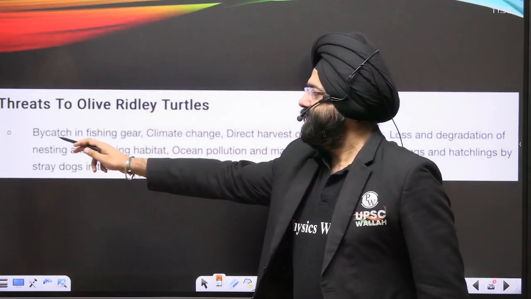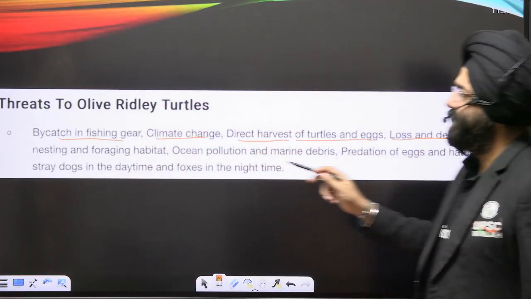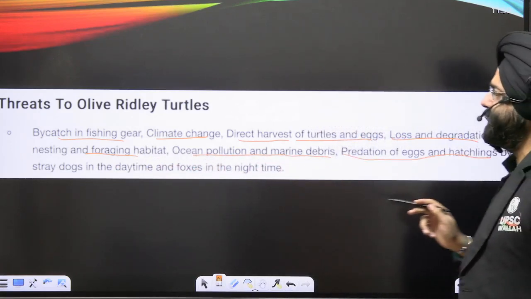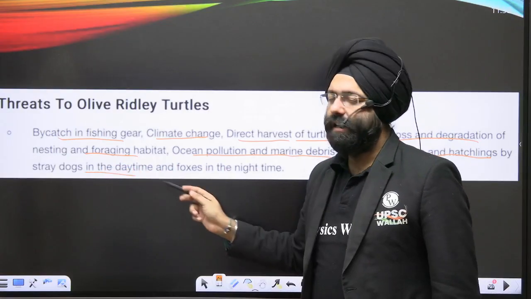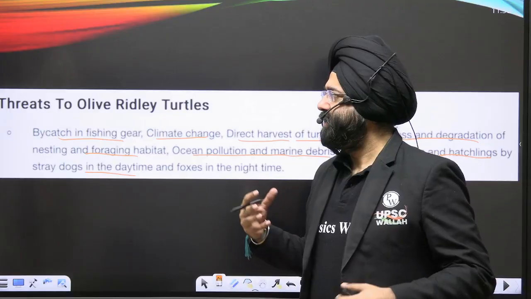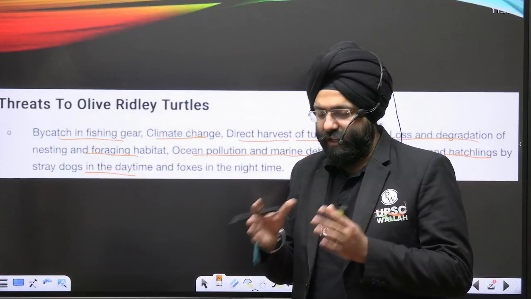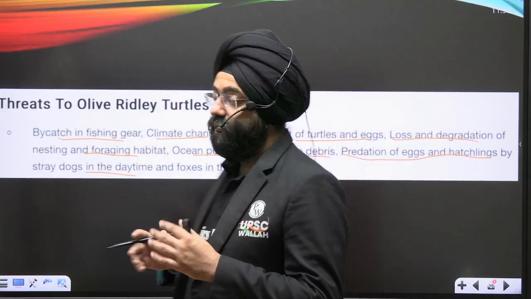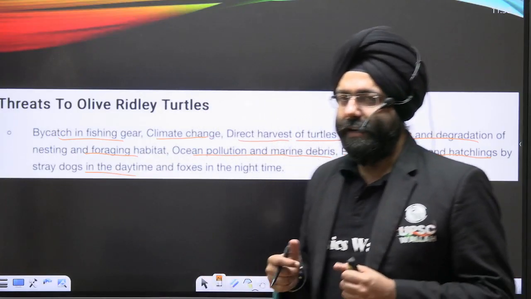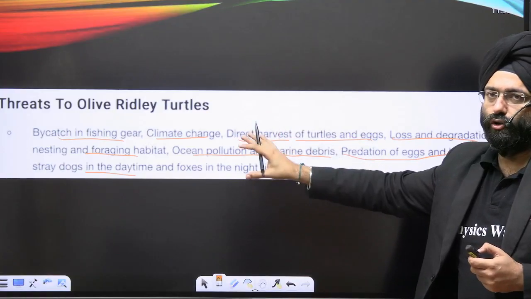Threats: bycatch in fishing gear, climate change, direct harvest of the turtle's eggs, loss and degradation of their habitat, ocean pollution, marine debris, predation of eggs and hatchlings. Small dogs might come and eat their eggs. So these things endanger these turtles. Otherwise, you realize these are very important with respect to nature and climate, and along with it human interaction, or what we know as ecology. So they are a very important ingredient of the ecological balance, and they have been threatened because of various reasons. These are some of them. This can be asked in your preliminary examination also.